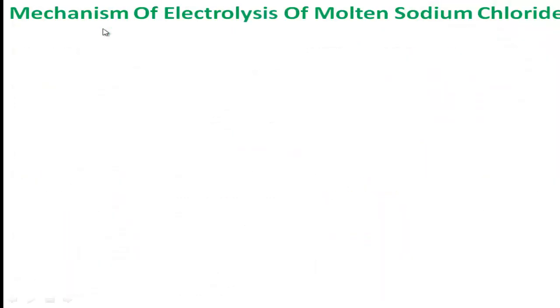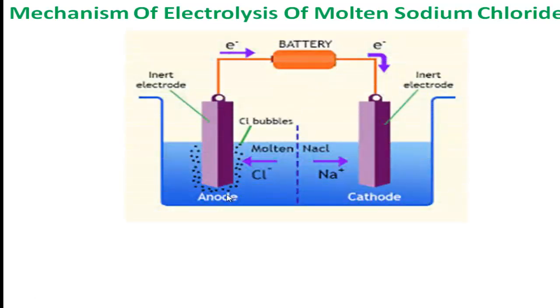Now I will discuss about mechanism of electrolysis of molten sodium chloride. Here molten sodium chloride is used as electrolyte. Follow this figure. This is the electrolytic cell, and here as electrolyte there is used molten sodium chloride. Molten sodium chloride means liquid state of sodium chloride. So in liquid state of sodium chloride there are present sodium ion and chloride ion, and they move freely since they are in liquid state.